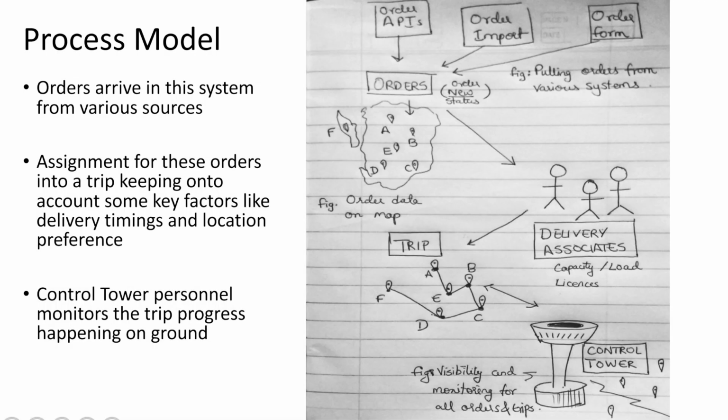From a process flow, there is a list of orders which come from various sources which can be delivered at a given location. It can be Amazon, UPS, or any other delivery providers. These orders can be delivered by delivery associates in the form of a trip, which is an optimized sequence of route points on a map.